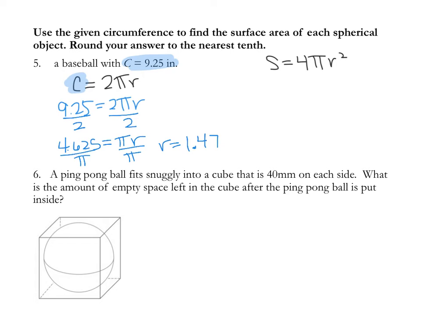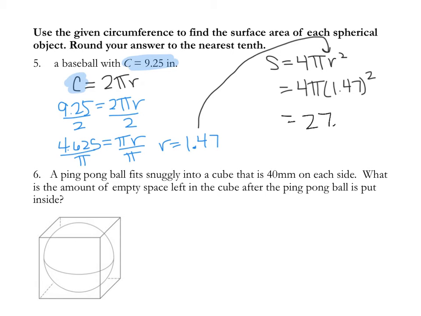And now I know the radius. I can take that and plug it in to find the surface area. But we had to work with the circumference formula first. So I can plug in 1.47 squared. And since this one is a real-world problem, we're actually going to put the pi in the calculator too. So type the whole thing in, 4 pi times 1.47 squared. And then you should get 27.2, rounding to the nearest tenth, inches squared would be the surface area of a baseball.